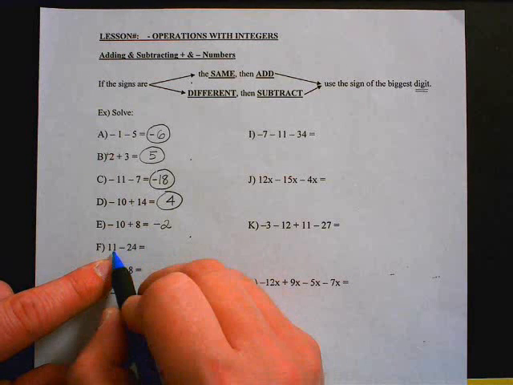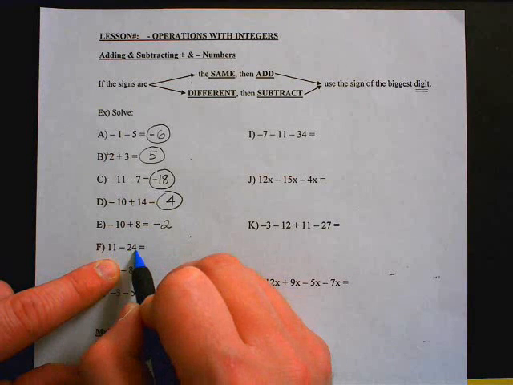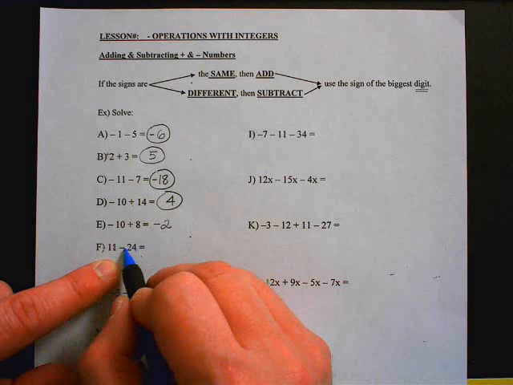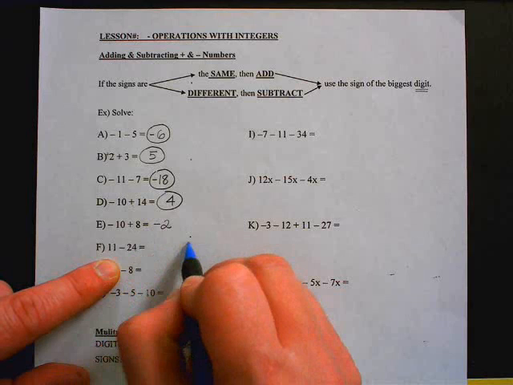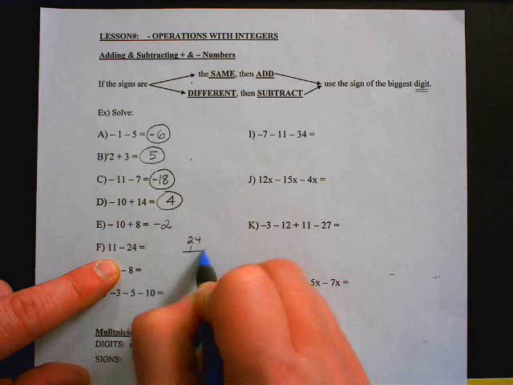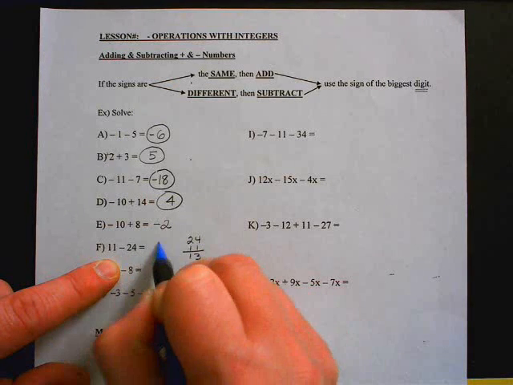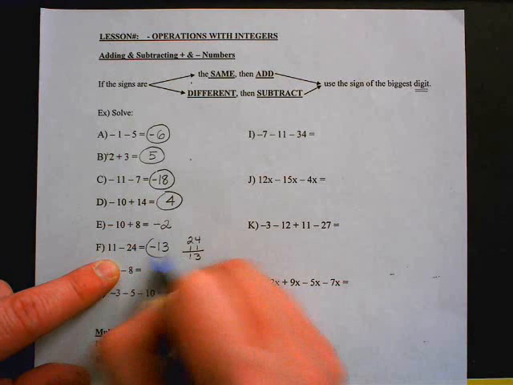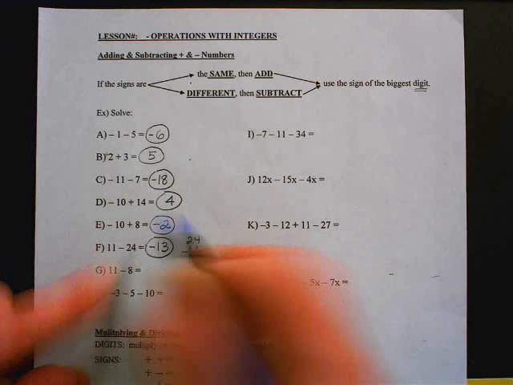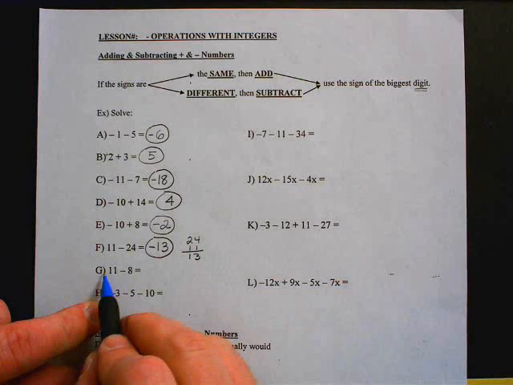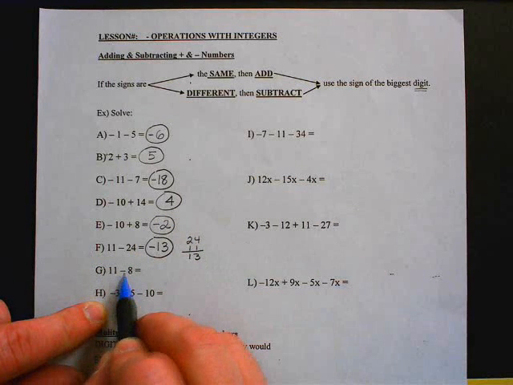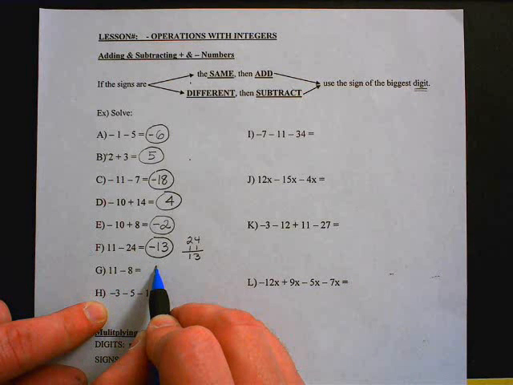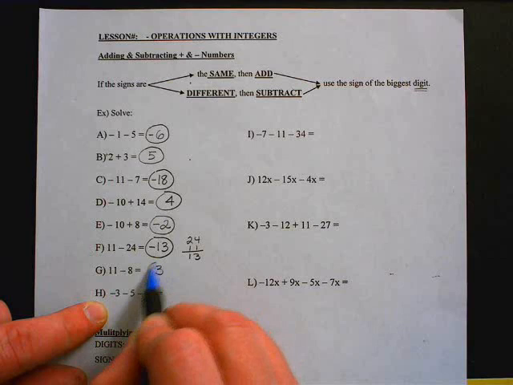Alright, the next one would be 11 minus 24. Signs are different, so you subtract. So 24 take away 11 would be 13. So the answer is 13, and the sign of the biggest would be a negative. So that's my answer. Next one, this is a positive, and this is a negative. Signs are different, so you subtract, so it would be positive 3.